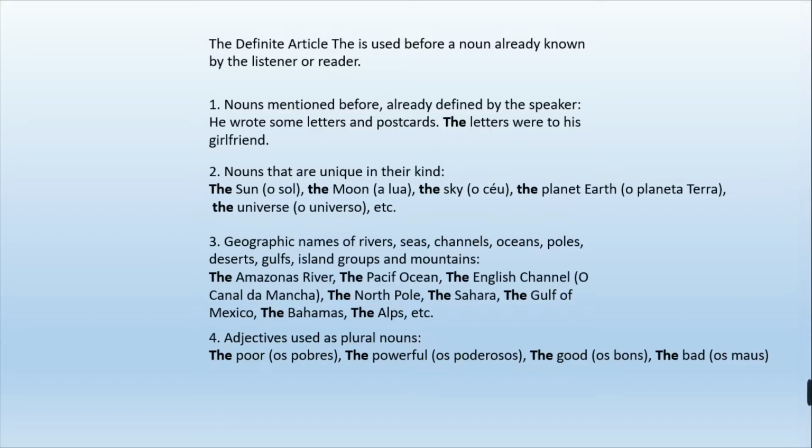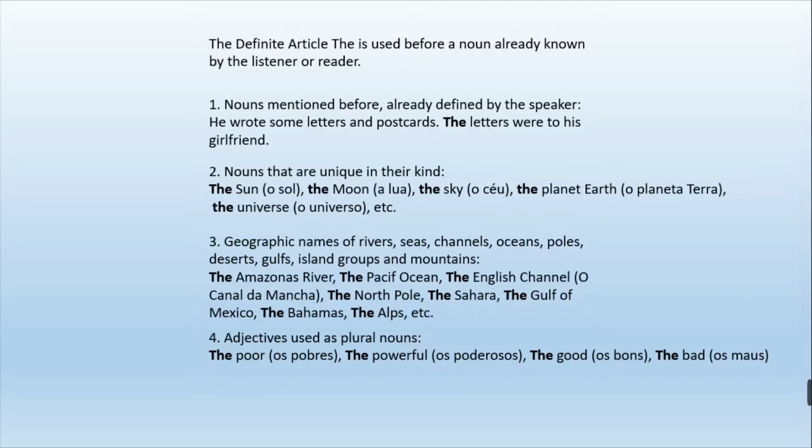This is the general rule. So rule number one is nouns mentioned before, already defined by the speaker. Like I said, the example I used, the bird. He wrote some letters and postcards. The letters were to his girlfriend. The same thing happened here. So first I mentioned the noun letters, and then I repeated. The letters were to his girlfriend. So this is the very, very basic rule.